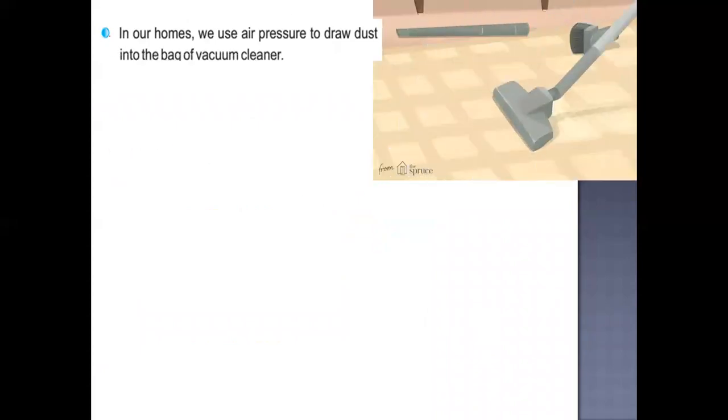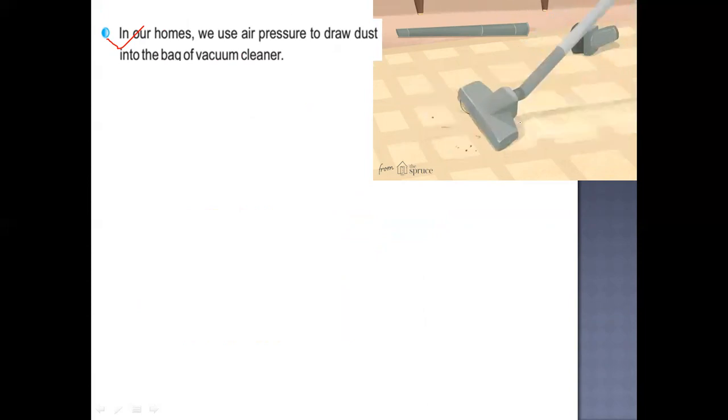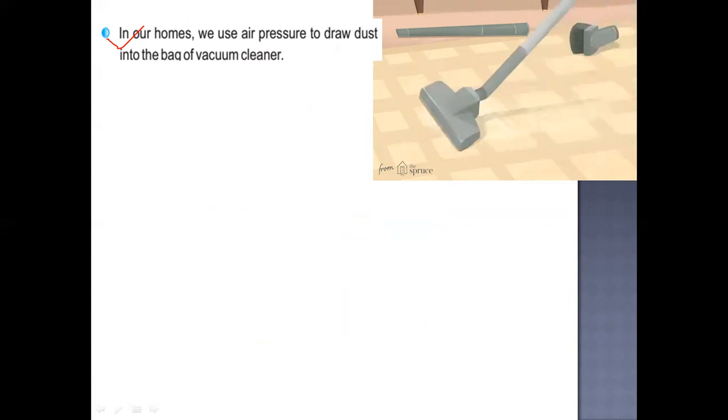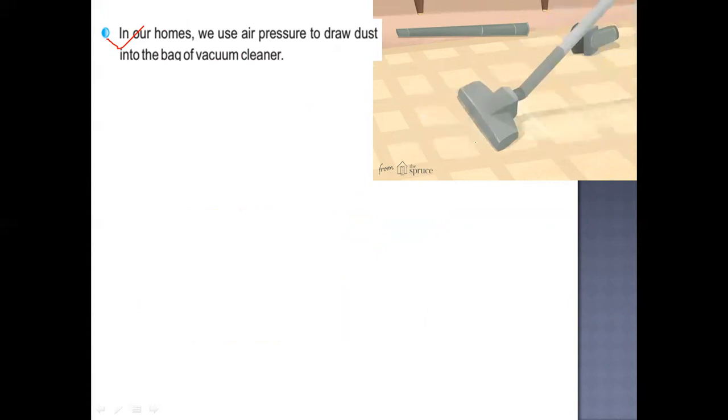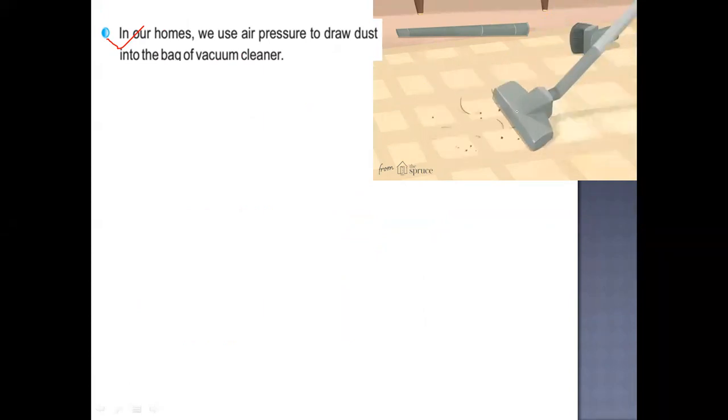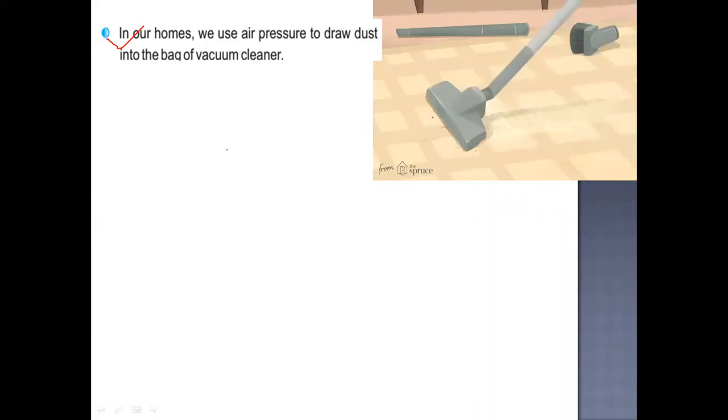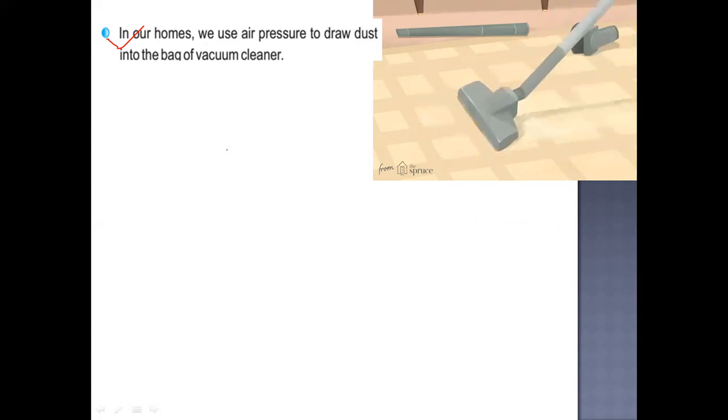If we see the next importance of the air, in our homes we use air pressure to draw dust into the bag of a vacuum cleaner. So this is also a use of air. But it is, we can say, the reverse blowing of the air by the machine. The air is utilized to suck the dust from anything, from the carpet, floor, etc. That is also a very important use of the air.